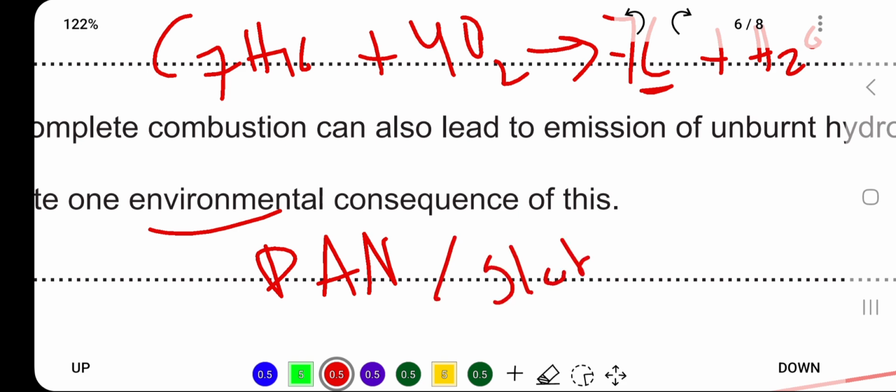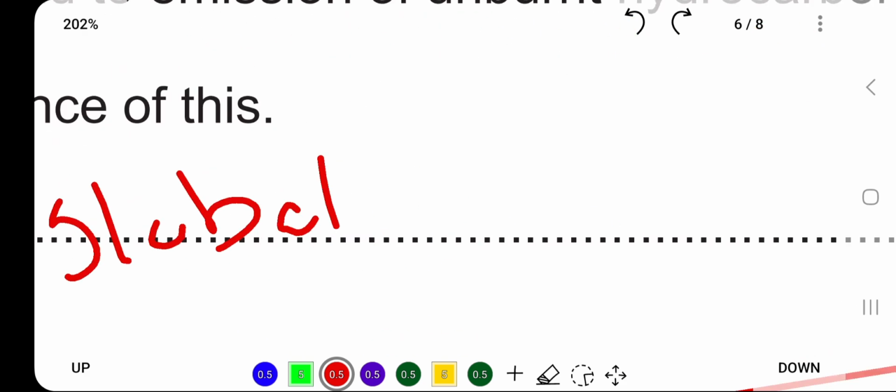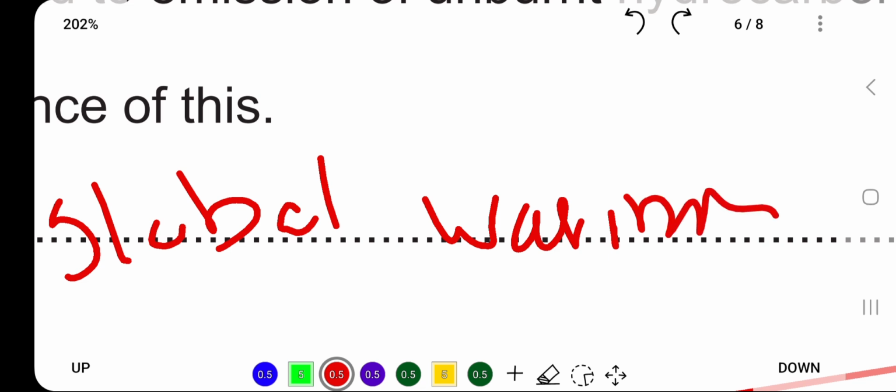We're gonna say global warming. Global warming.